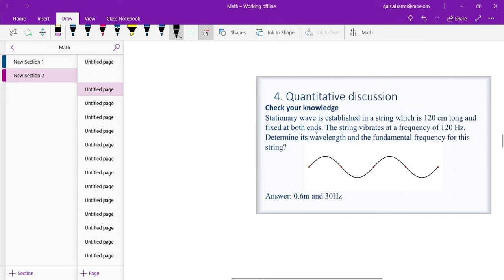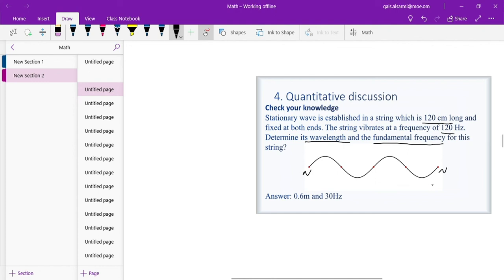In this question, a stationary wave is established in a string which is 120 centimeter long and fixed at both ends. You can see node here and node here. So particles in the string are vibrating with 120 Hertz. The question is to determine the wavelength and the fundamental frequency for the string.